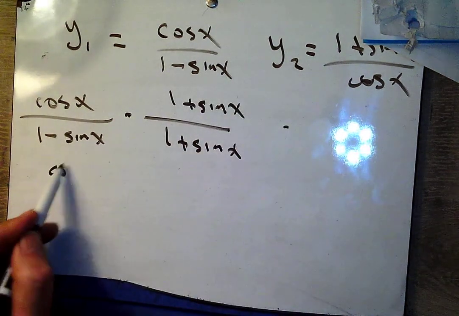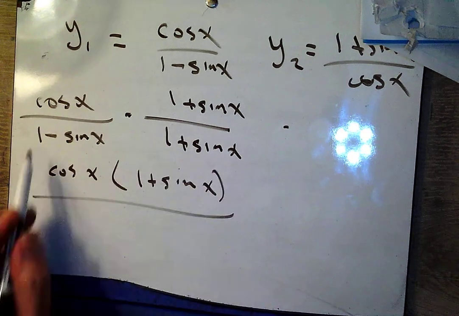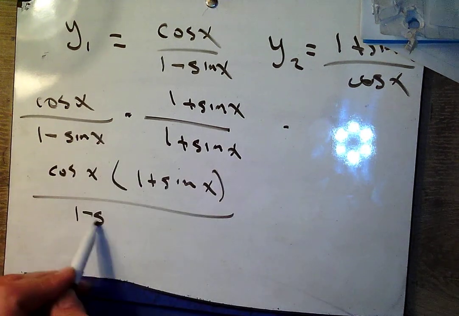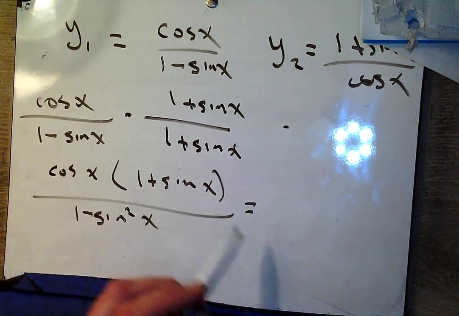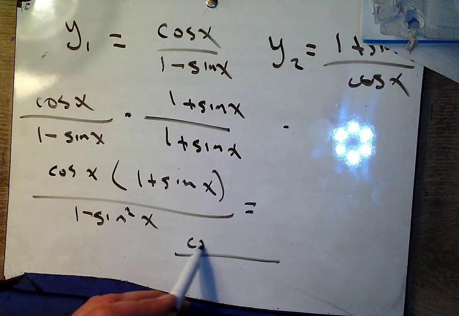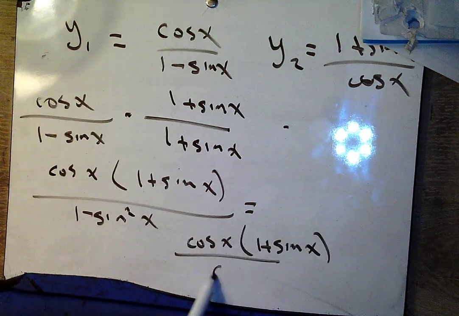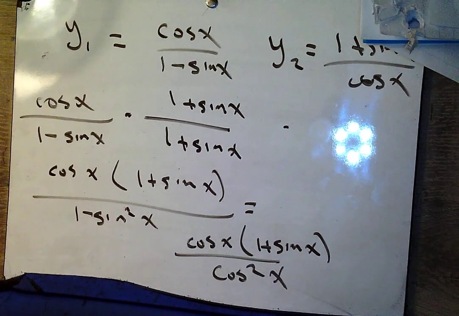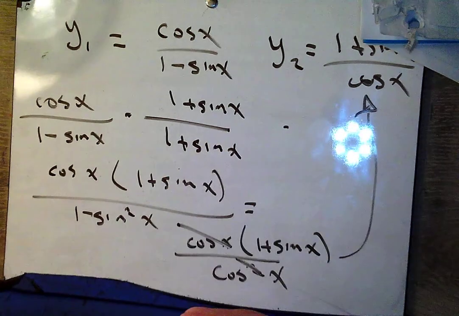So on top I'm going to have cosine x, 1 plus sine x, and on the bottom when I FOIL, I get 1 minus sine squared. What's 1 minus sine squared? 1 minus sine squared is cosine squared. So on top I have cosine, 1 plus sine, and on the bottom, cosine squared. So I can cancel that with one of those. And what am I left with? There it is.